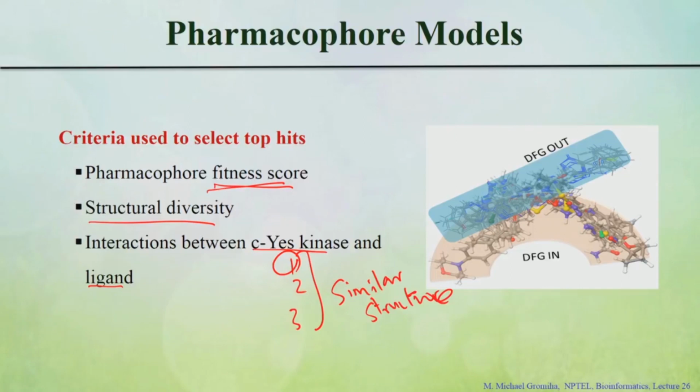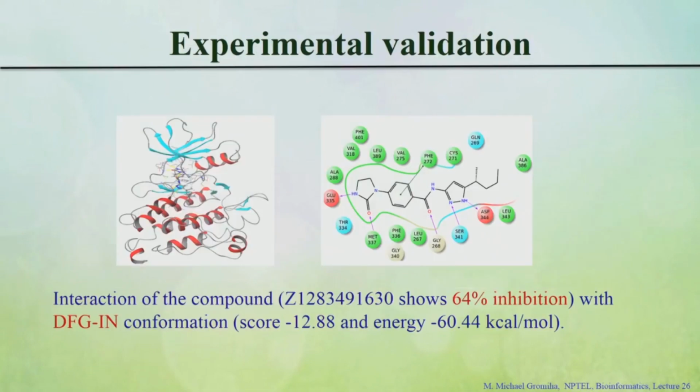So, you have to use various criteria to identify the top hits. One is the fitness score based on the pharmacophore modeling, and check the diversity of these compounds and then see the actual interaction between the ligand as well as the CS kinase. Once we do this, then we can have the compounds, right. In this case we could find 2 different compounds, the inhibition rate is very high.